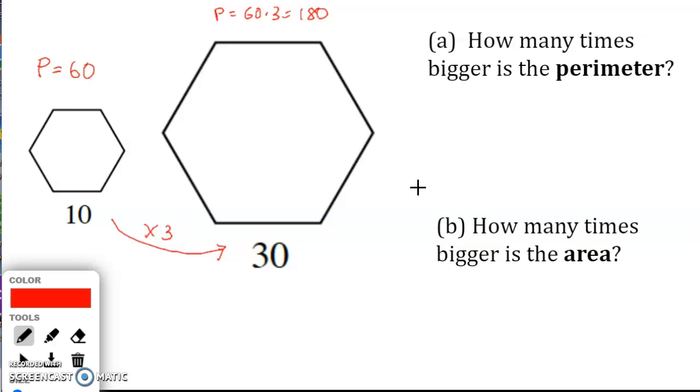Okay, what about the area? How many times bigger is the area? Now, it's not asking me what the area is. So you don't have to calculate the area, you just need to calculate how many times bigger it is, and it is going to be bigger by not just 3. The area is going to be bigger by 3 squared, so it's going to be 9 times bigger, while its perimeter was 3 times bigger. And this is 9 times bigger.